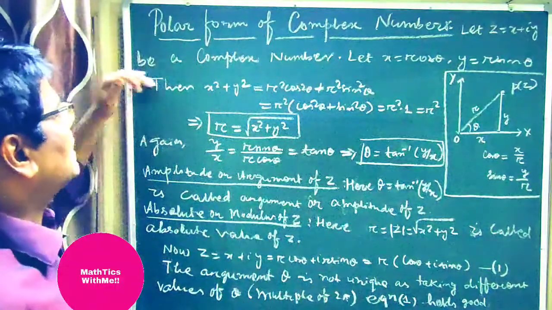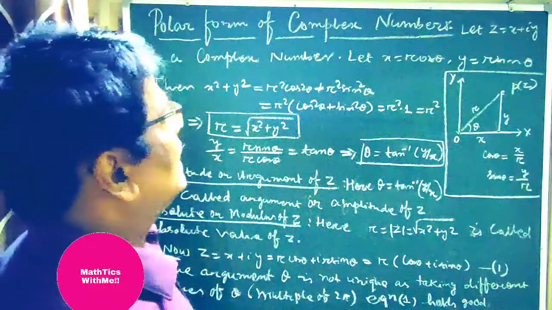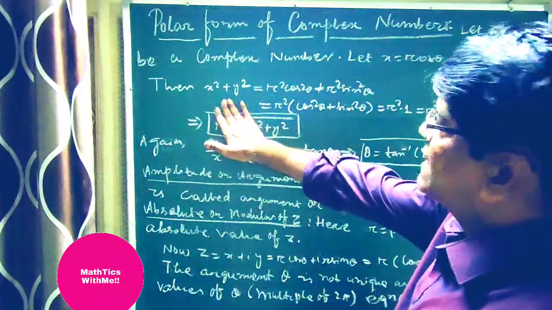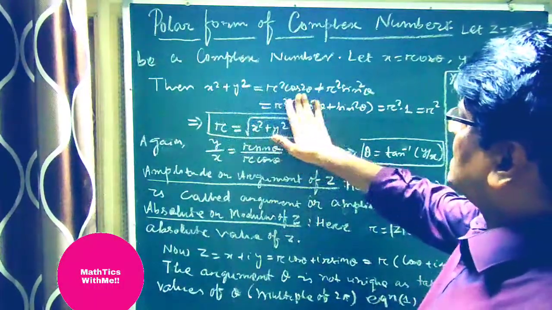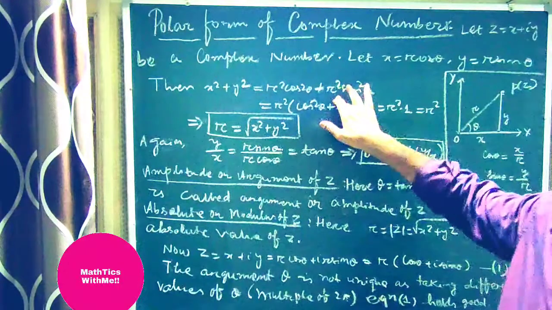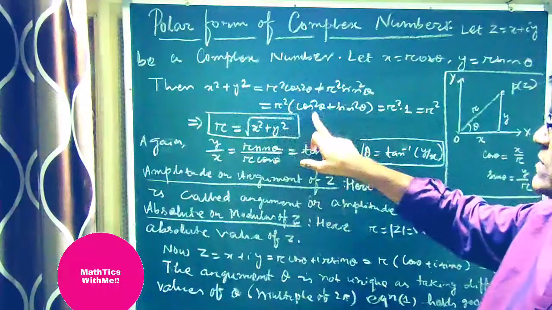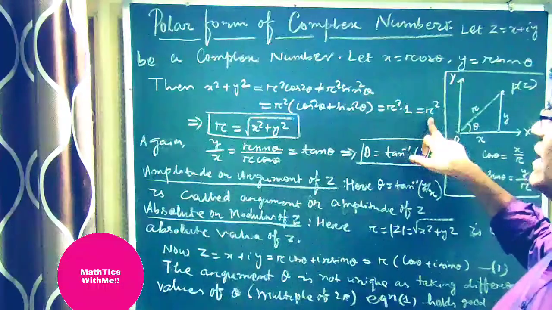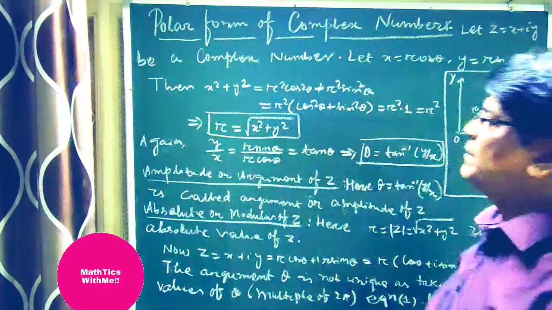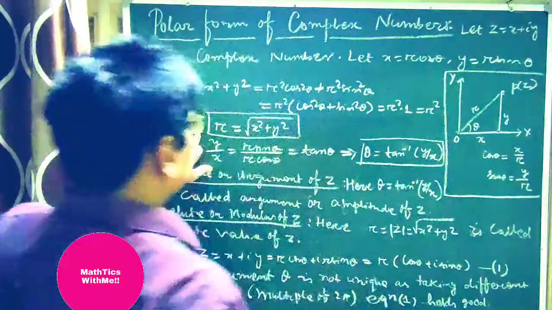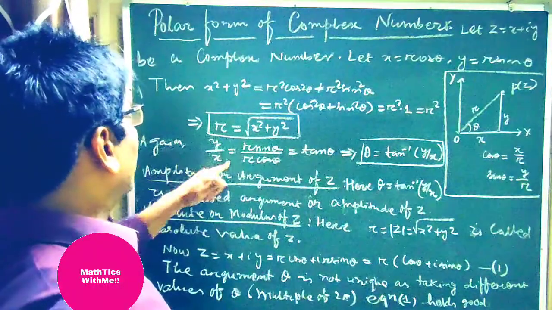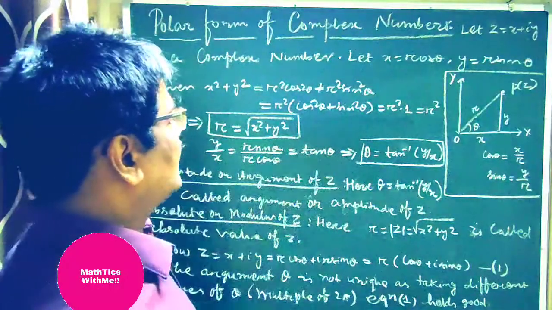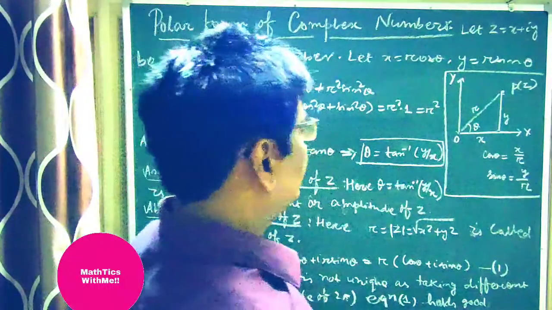Let z is equal to x plus iy be a complex number. Let x is equal to r cos theta, y is equal to r sin theta. Then x square plus y square is equal to r square cos square theta plus r square sin square theta, which is equal to r square. By taking common we are getting cos square theta plus sin square theta, which is equal to 1, so it gives us r square. Therefore r is equal to square root of x square plus y square. Similarly y by x is equal to r sin theta by r cos theta, which is equal to tan theta. Theta is equal to tan inverse y by x.